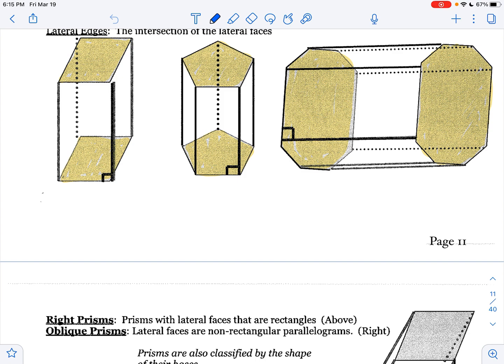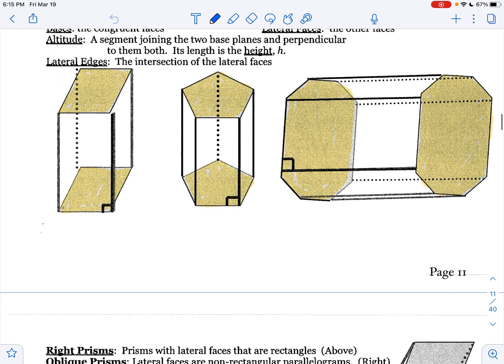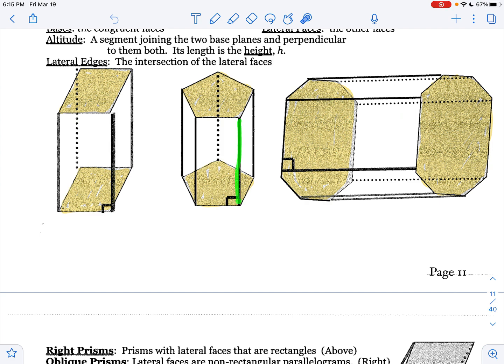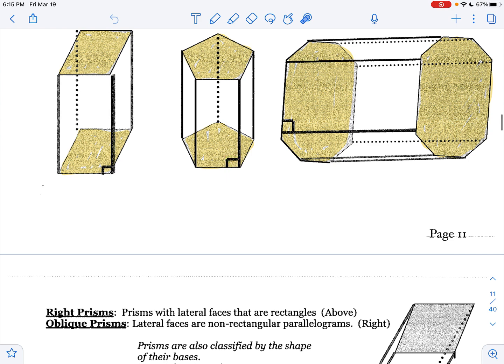So as you see in the three diagrams from the previous page, each one of these has lateral faces that, as I'm shading it in, happen to be rectangles. And as such, what you notice is that one of the lateral edges, the edge that connects two lateral faces, is perpendicular to the base itself. So it forms a right angle with the base itself. And so therefore we can conclude that that lateral edge is actually the altitude.